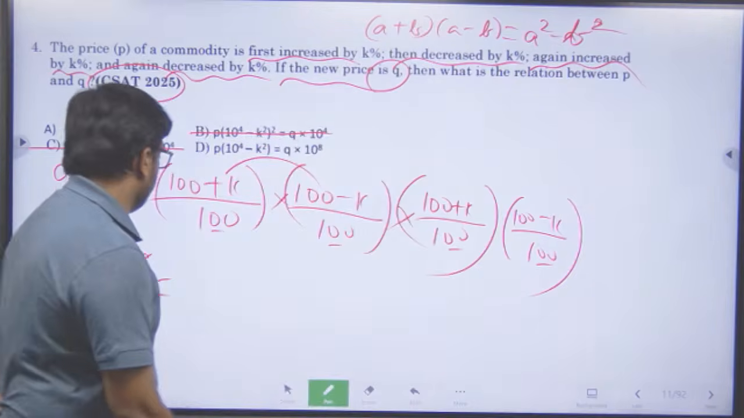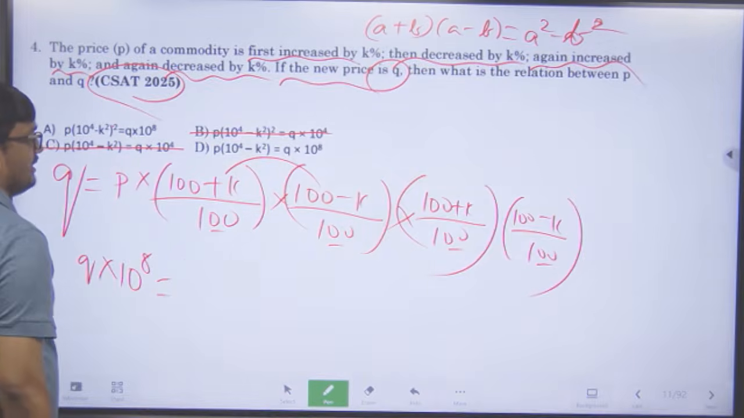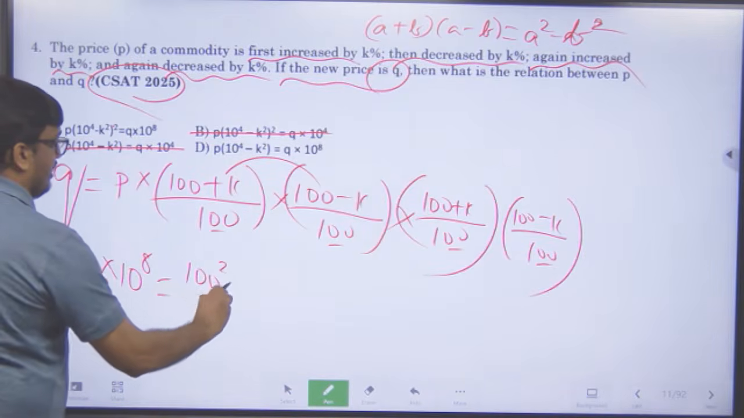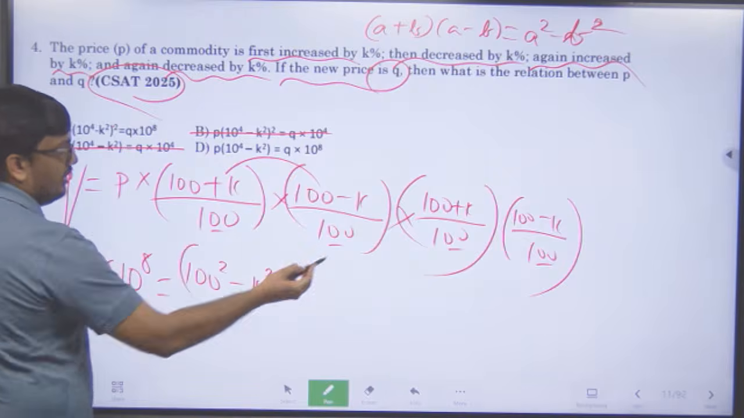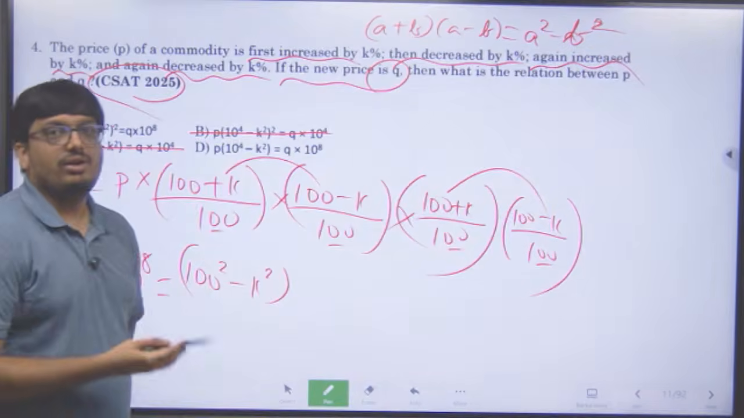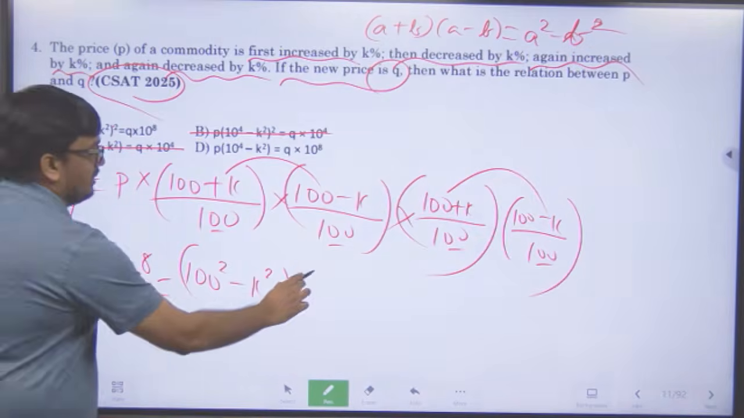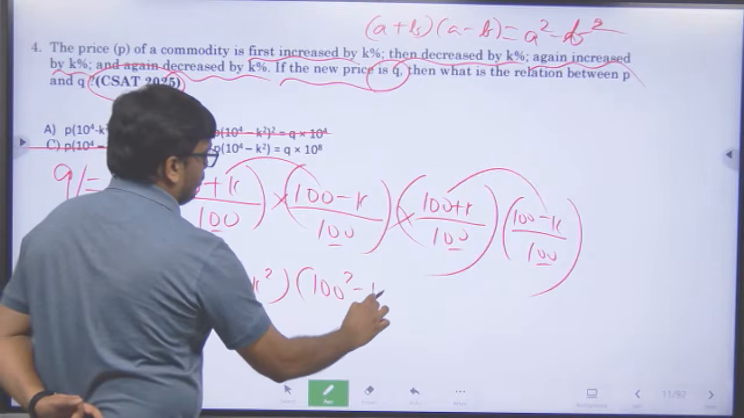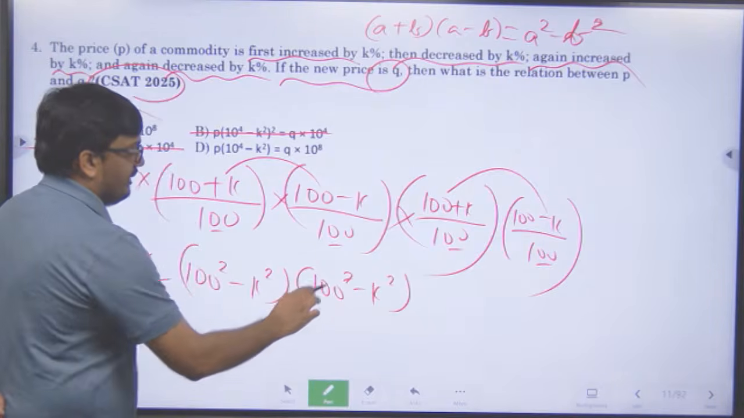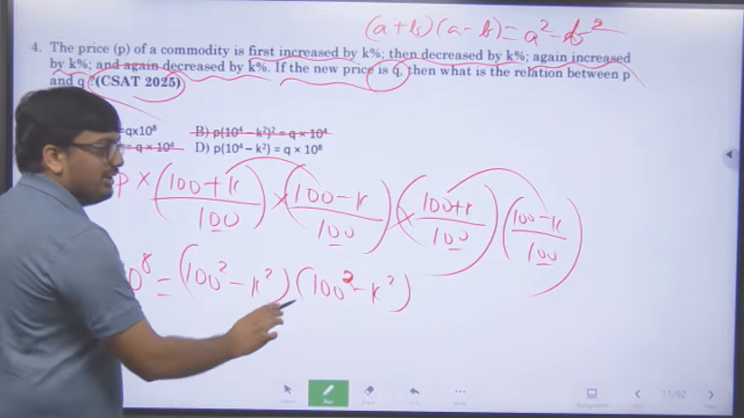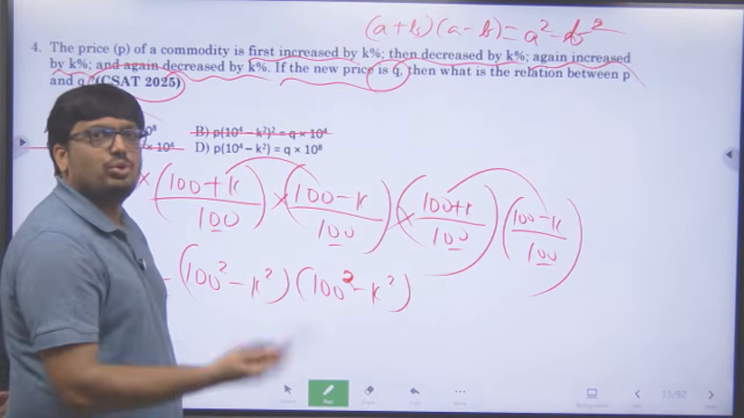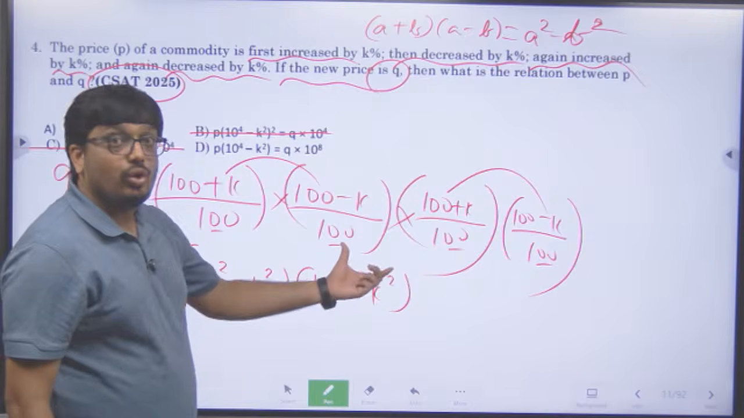So next, 100 plus K into 100 minus K. You will write it as 100 square minus K square. Here also same, 100 plus K into 100 minus K, that is 100 square minus K square. Listen carefully: 100 square minus K square, and 100 minus K square, that is 2 times it is there. 2 times means you can write it as whole square.